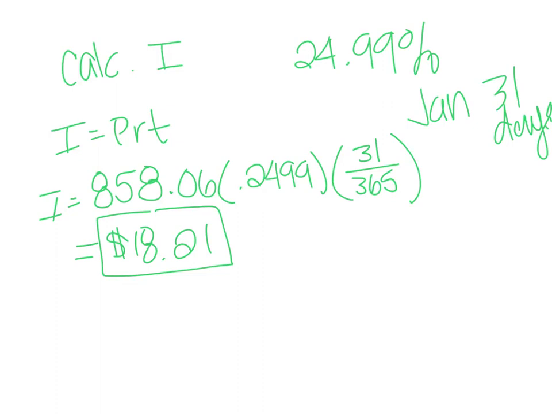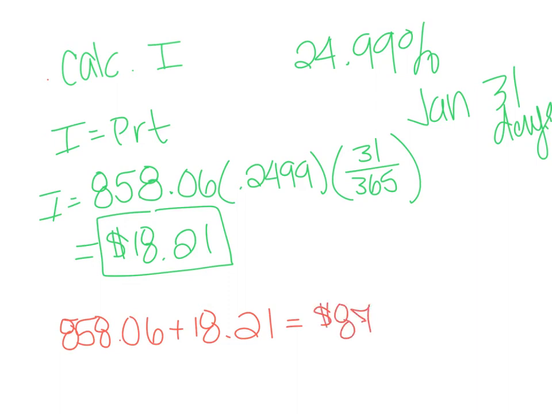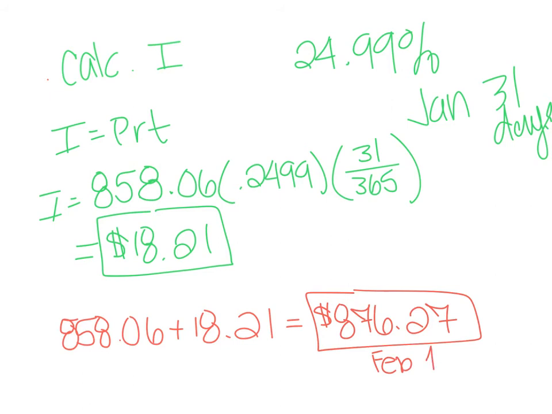If I want to figure out what my amount is going to be for February, then all I have to do is 858.06 plus 18.21. And when you do that addition, you get $876.27. So this would be that February 1st balance.